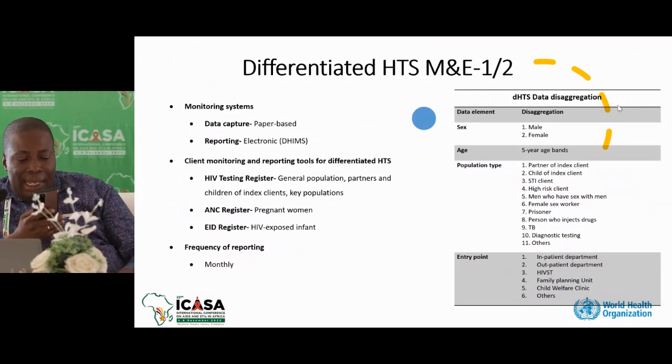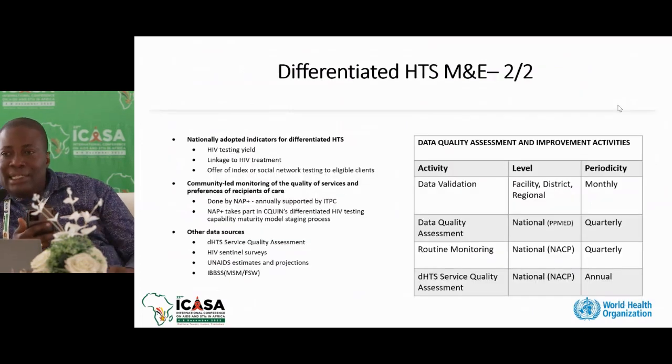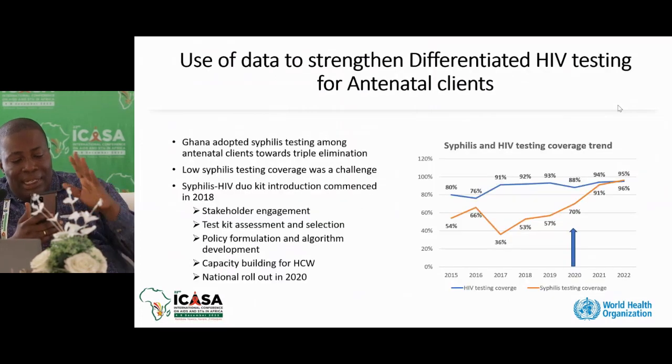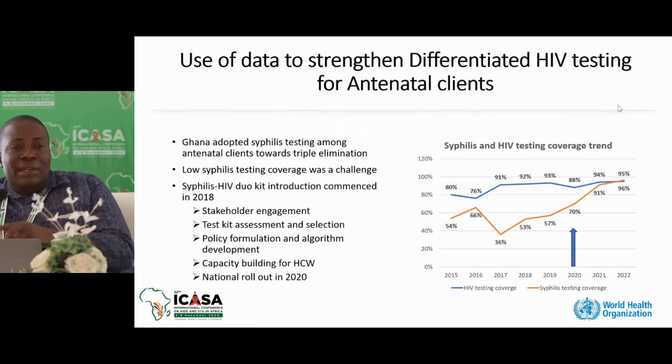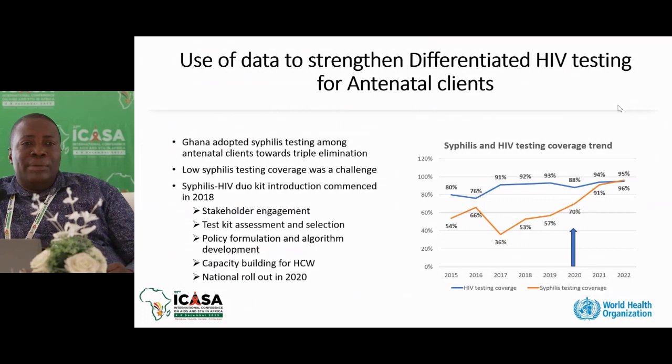The next slide is how we have used the data to strengthen differentiated testing. And one of the key areas is antenatal testing, looking at syphilis and HIV. In fact, through analysis of our data, we realized a low testing of syphilis compared to HIV. It's the same pregnant woman who comes, and yet there was a gap. But then we introduced the syphilis HIV duo combo. And once we identified that gap, we introduced that intervention.